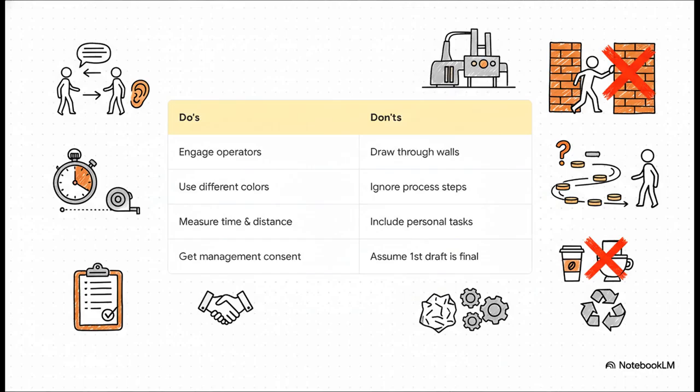On the do side, you absolutely must engage the people doing the work. They are the experts, period. Do measure both time and distance to get the full story. And please do get management's blessing first. Now for the don'ts. Don't draw lines through walls or machines. Keep it real. Don't skip any steps in the process, but also don't include personal stuff like trips to the restroom. And a really important one, don't assume your first drawing is the final answer.